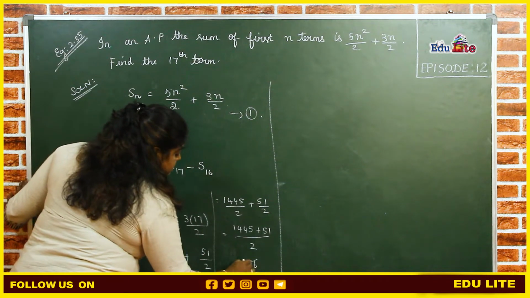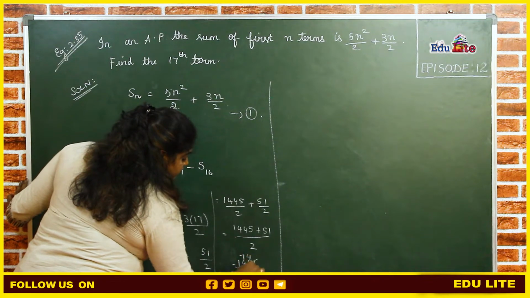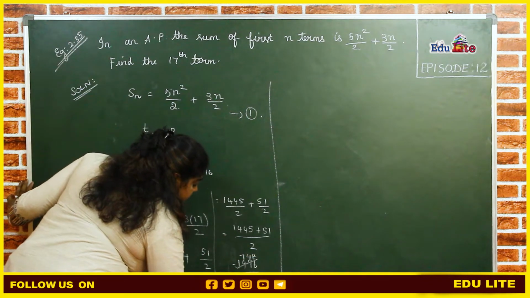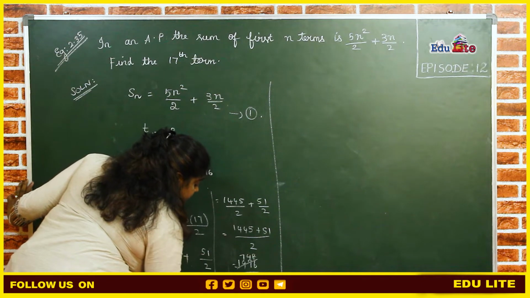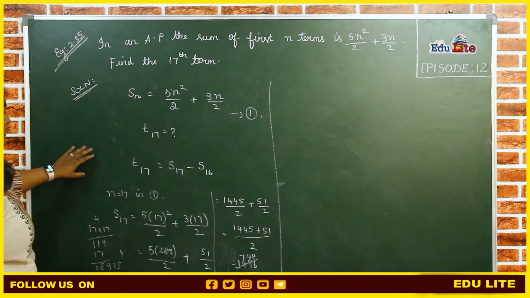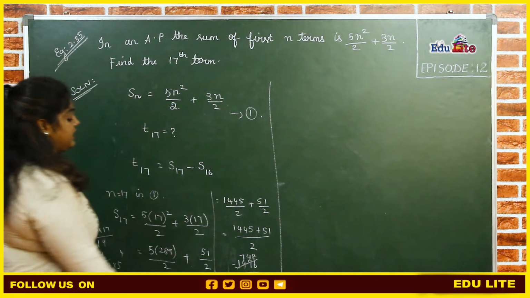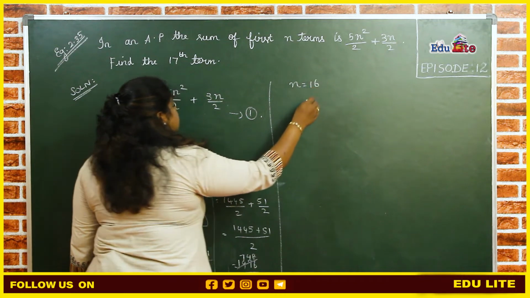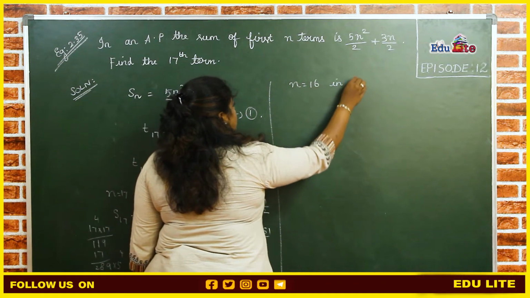So, 1496 by 2 is 748. Therefore, S17 is equal to 748. By using similar steps, we can find out the value of S16. We have found out S17 as 748. Now, we will substitute the value of n as 16 in equation 1.